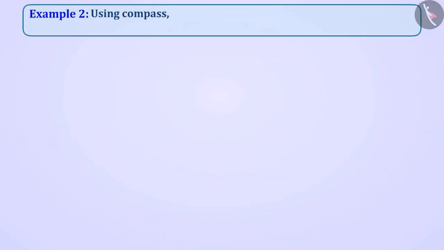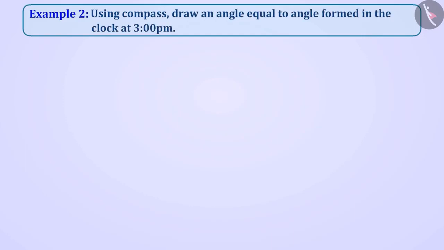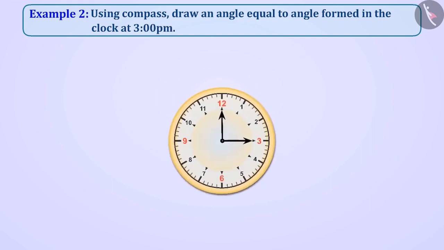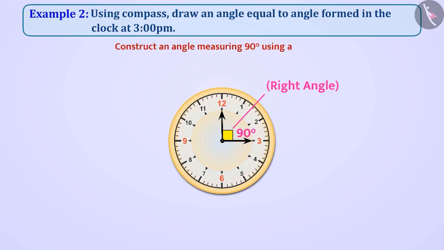Example 2. Using a compass, draw an angle on the paper which is equal to the angle formed in the clock at 3 o'clock. When the clock strikes 3, then the big needle on the clock is at 12 and the small needle is at 3. In this way, the two needles form a right angle. The right angle, that is 90 degrees angle. That means we have to construct an angle measuring 90 degrees using a compass. So let's see how we can make it.